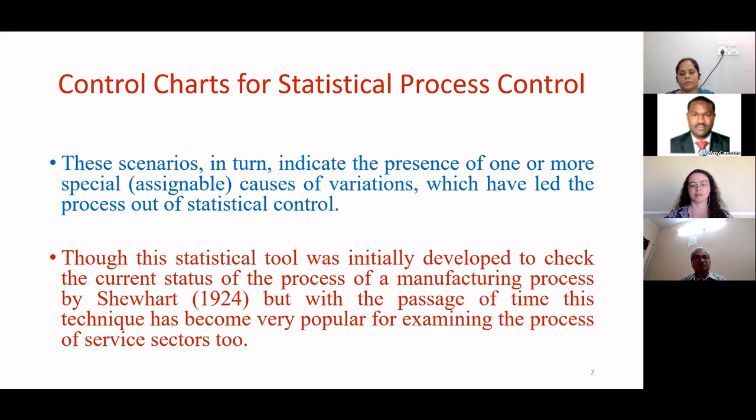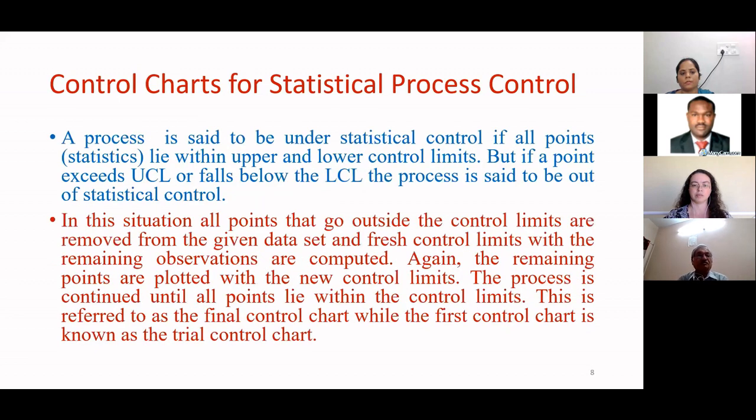Though statistical control was initially developed to check the current status of the manufacturing process by Shewhart in 1924, with the passage of time, this technique has become very popular for examining the process of service sectors too. A process is under statistical control if all points lie within the upper and lower control limits, but if a point exceeds UCL or falls below LCL, the process is said to be out of statistical control.